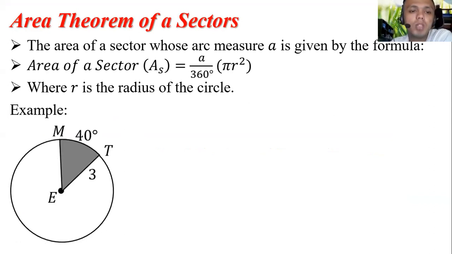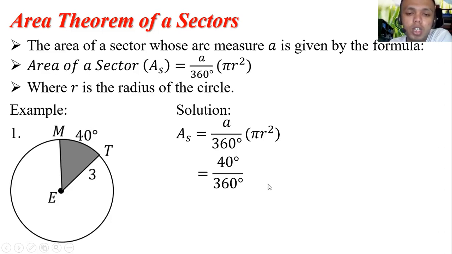For example, what is the area of the sector of circle E with a central angle MET, and the measure of arc MT is 40 degrees, then the radius is R. So what is the area of the sector? We will find the area of this sector, by using this formula and substituting.